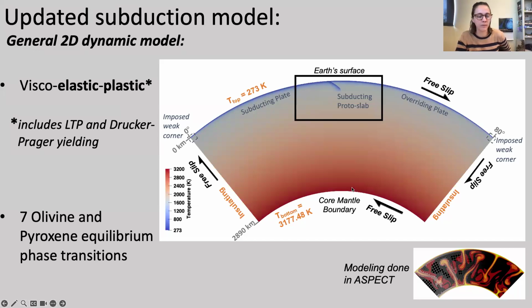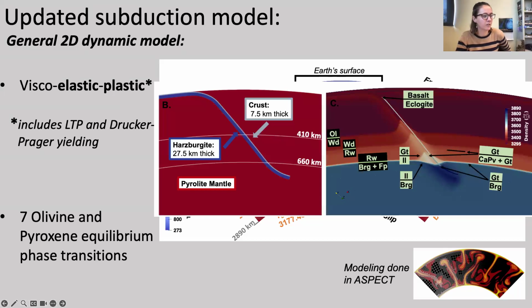So to zoom in on the slab, my lithosphere has a crustal component, a harzburgite component, and a general pyrolytic mantle for the background. And what you're seeing on the right here is the density field.